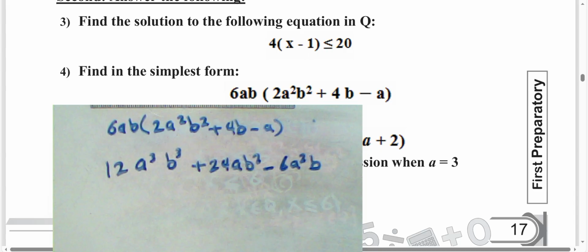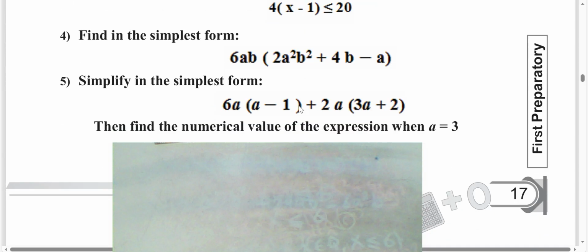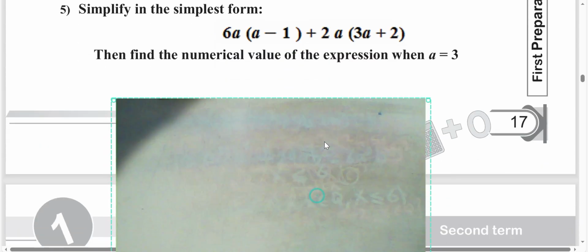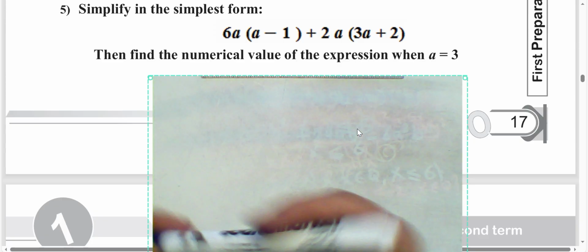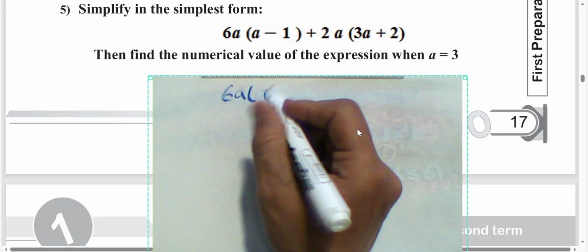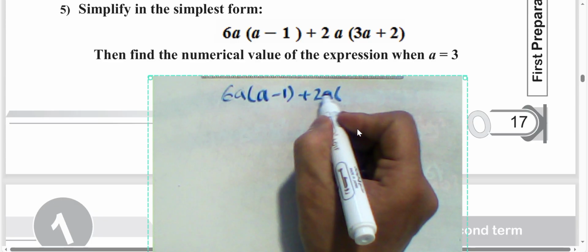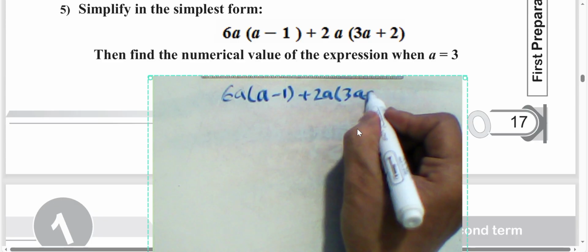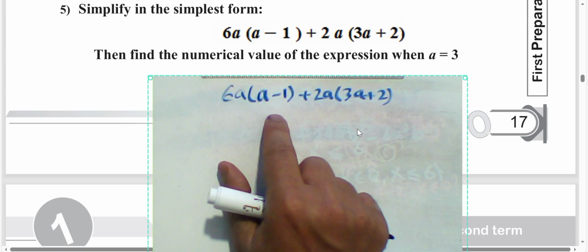We can find more solutions because we have different, not equivalent, values here. Simplify to the simplest form and then find the value when x or a equals 3. Okay, first step in this example, we have 6a multiplied by a minus 1 plus 2a multiplied by 3a plus 2. First step, I will distribute here. Use distributive properties with the brackets.